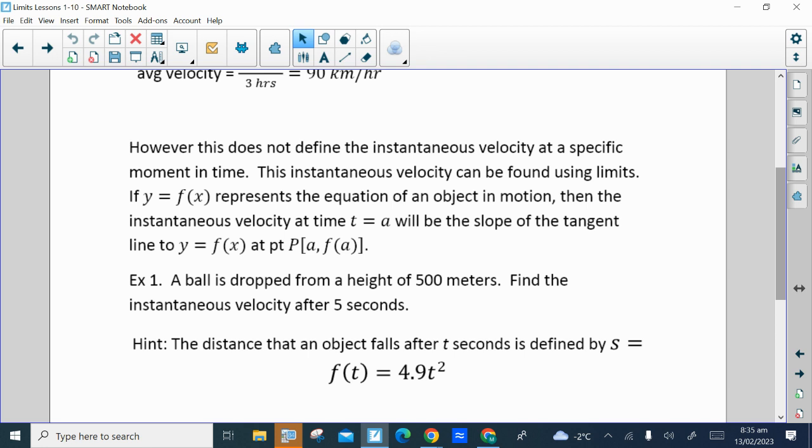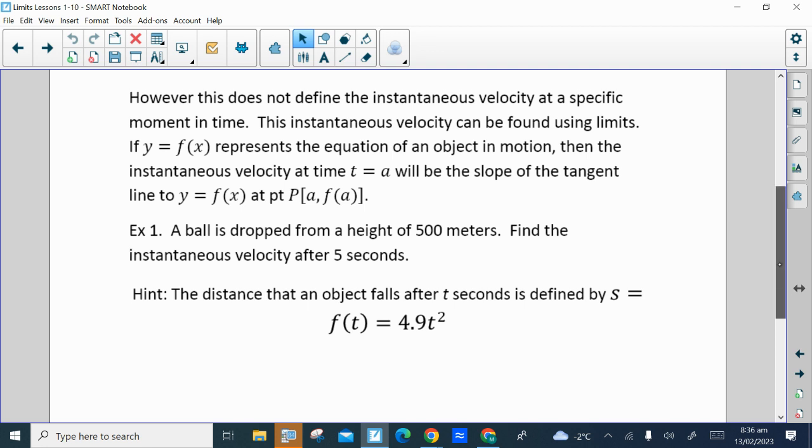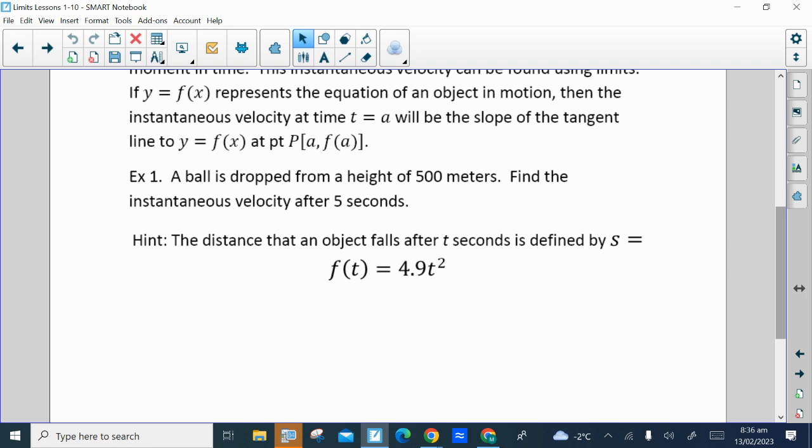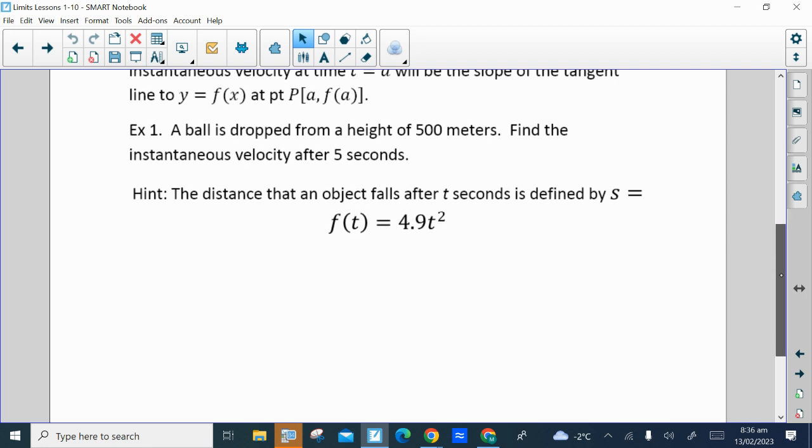If y equals f(x) represents the equation of an object in motion, then the instantaneous velocity at a time t equals a will be the slope of the tangent line to y equals f(x). So that's one of the applications of the slope of the tangent line. It'll give you the instantaneous rate of change of one object with respect to time. So we're going to use those same formulas that we looked at last week to take the limit.